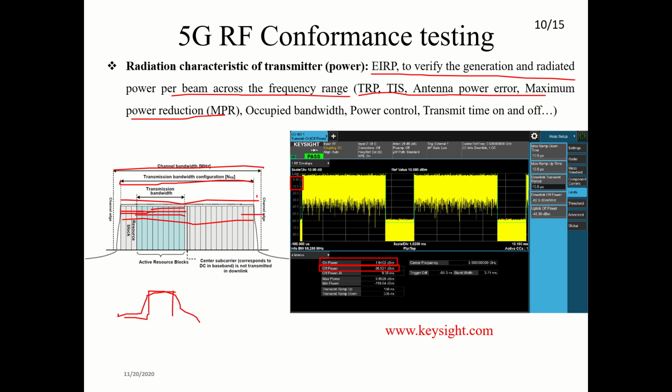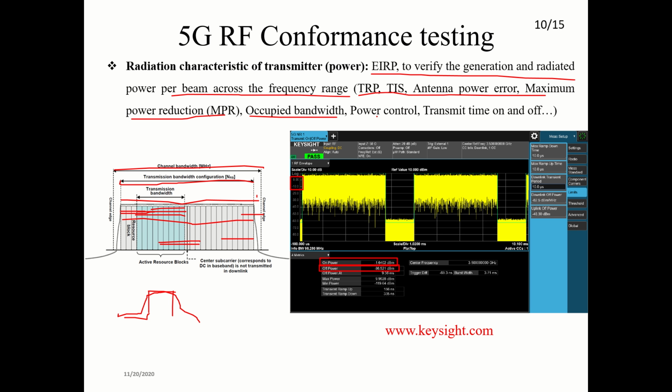For example, in one scenario I allocate the first 5 RB to the UE, in a second scenario 5 to 10, and in some scenario 45 to 50. Something like that. So what is the occupied bandwidth? What bandwidth is being occupied properly? That we need to see.